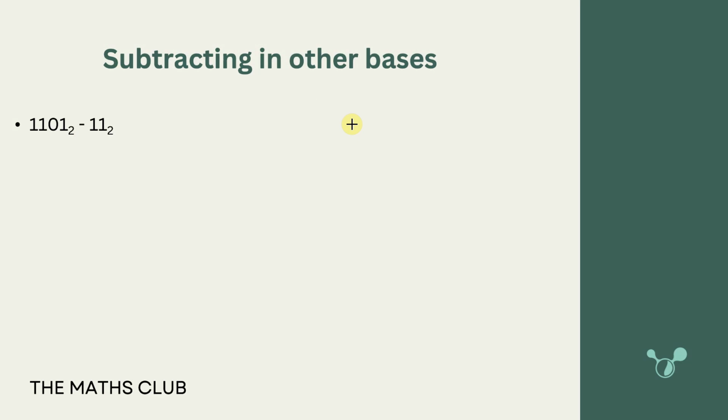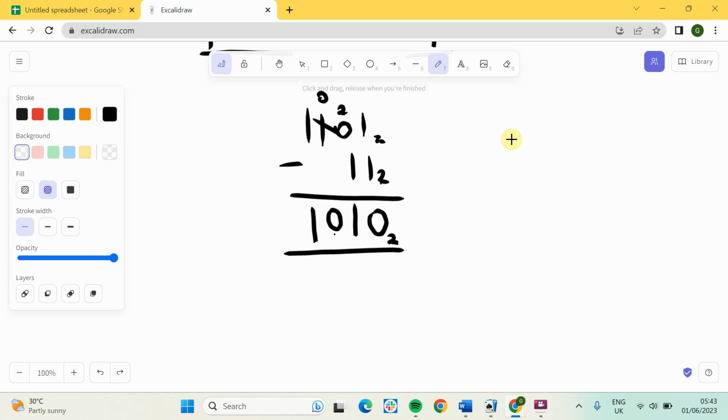Let's look for another example. This is in base 12. 905 in base 12 minus 509 in base 12. So 905 in base 12 minus 509 in base 12.